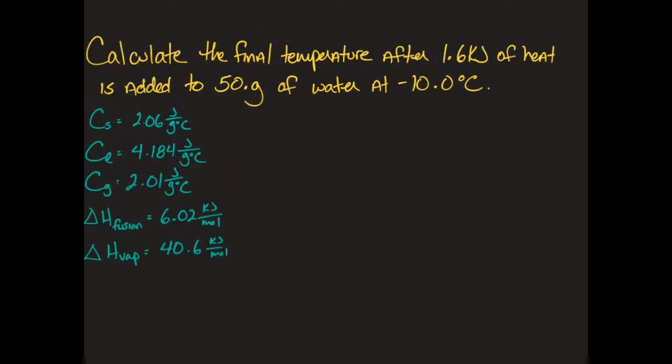Okay, let's look at a little bit more of an involved example where we're going to need to use a heating curve in order to answer this question. So in this case, we have 50 grams of water that's at negative 10 degrees Celsius. That's ice, right? And we're going to add 1.6 kilojoules of heat to that water. And we want to know what the final temperature is going to be.